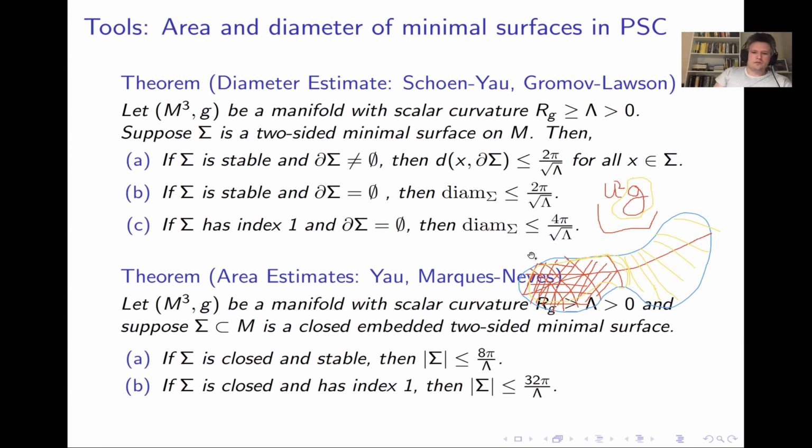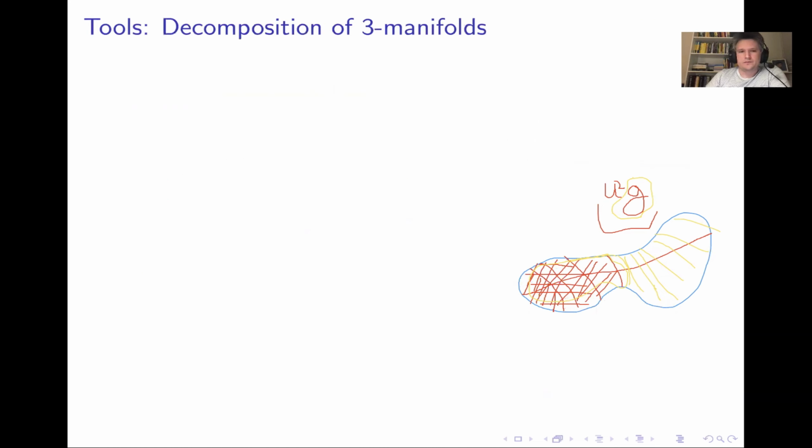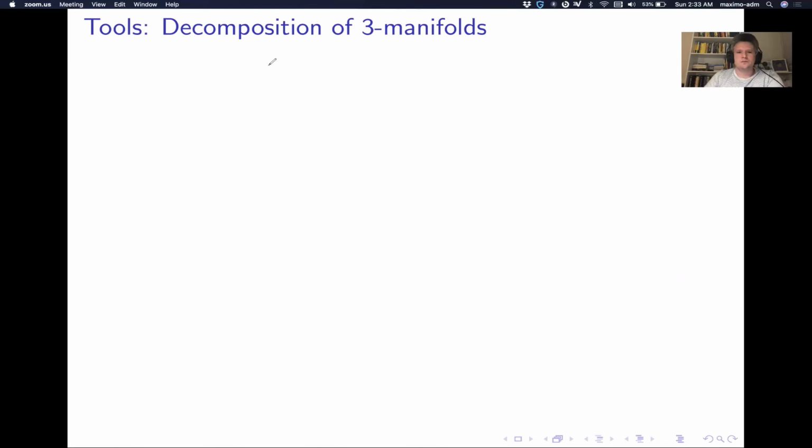But all right, so I'm going to assume then that we have covered the geometric smallness of these minimal surfaces. So now let's go on decomposing our manifold, like finding them in our manifold.